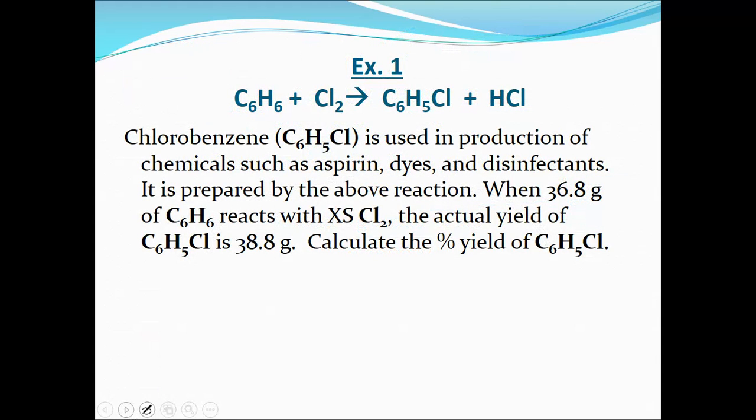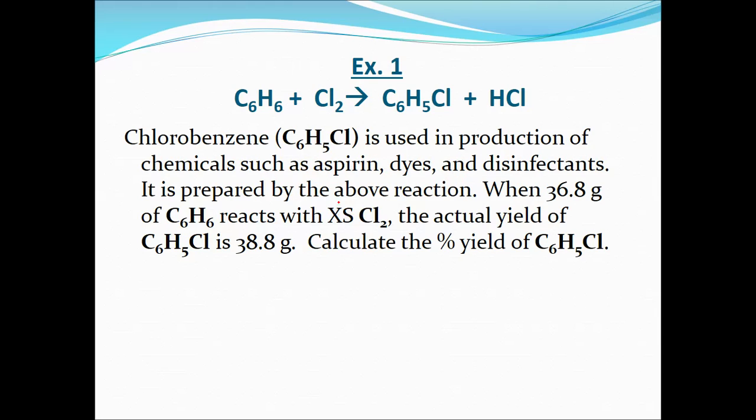So let's look at two examples today of a percent yield problem. Now this particular reaction, you have C6H6 reacting with chlorine, Cl2, to form C6H5Cl and then HCl. So this tells us we have a molecule called chlorobenzene that's used in the production of chemicals such as aspirin, dyes, and disinfectants.